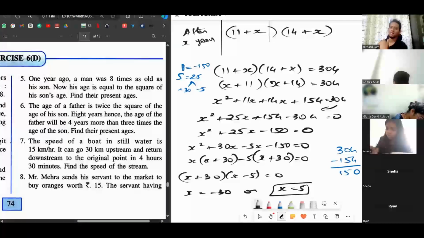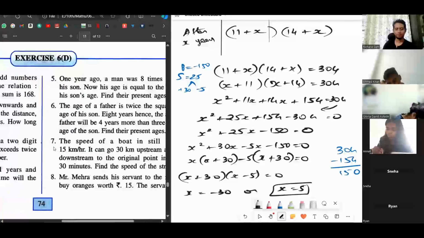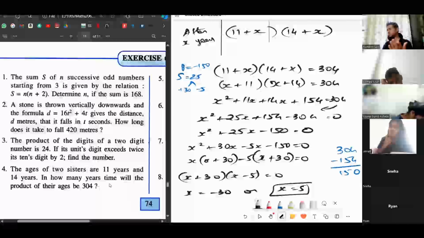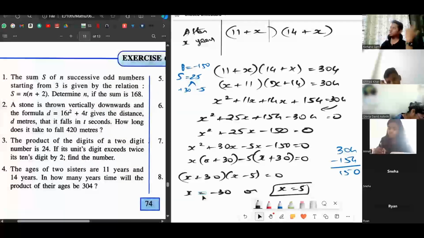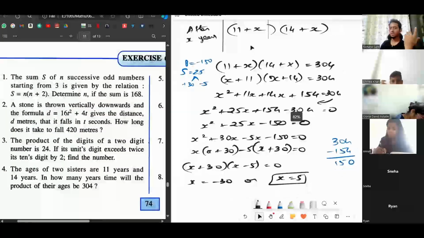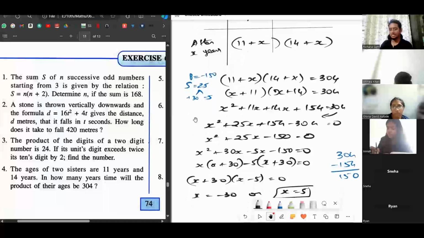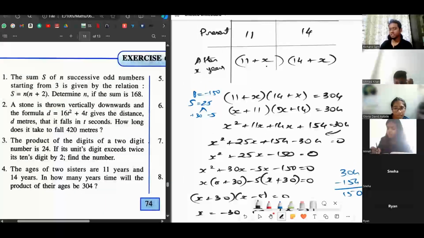Okay, so we have to take the positive number because the question is after a certain number of years. In how many years? So x has to be positive, because if x is negative, that means it is 30 years ago. 30 years ago, they were not even born, right? Because their ages are only 11 and 14. So you can't take minus 30. The x is 5 years. So after 5 years, the product of their ages will be 304.